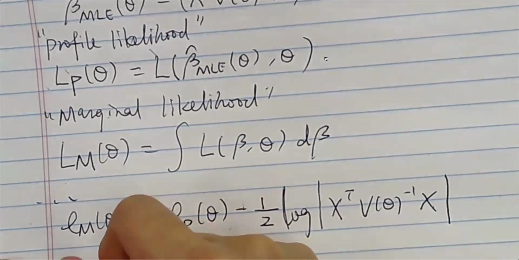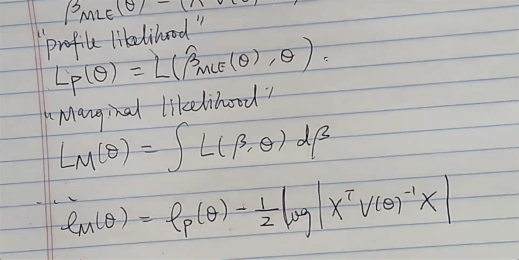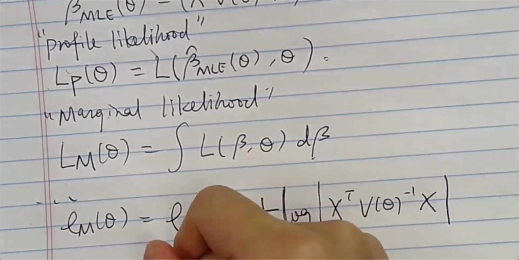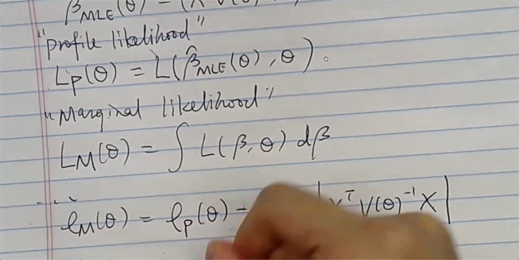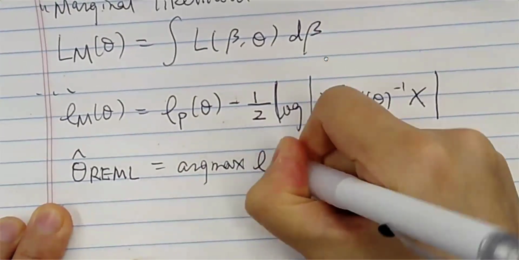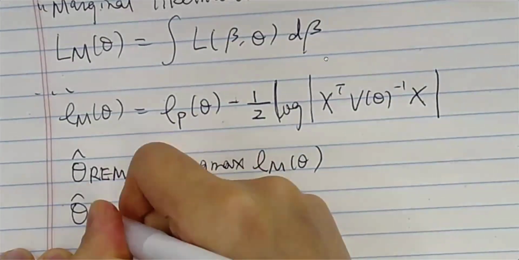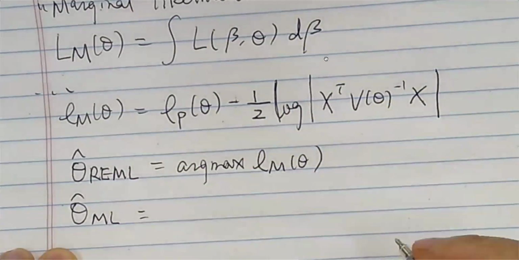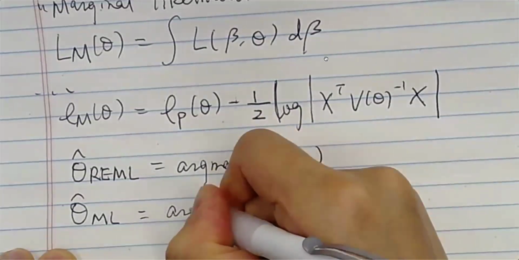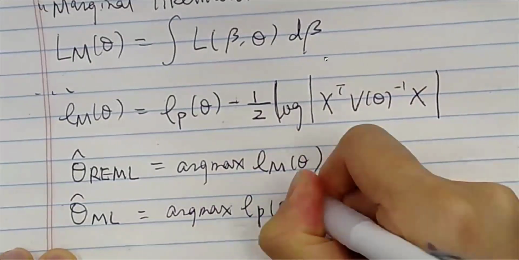So we call this theta hat REML. It's called restricted maximum likelihood. That's just the R, max of LM theta. While you have the theta hat ML, which is R max LP theta.